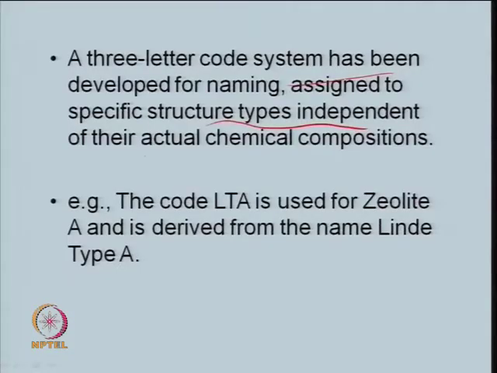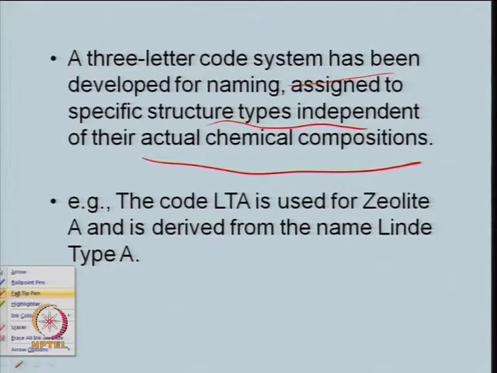So, this is one important nomenclature for the zeolite material. LTA is used for zeolite A and is derived from the name Linde Type A. Linde is again a company, just like I was talking about Virginia One, or zeolite Socony Mobil, ZSM. So, these are names and numbers to identify the zeolite.